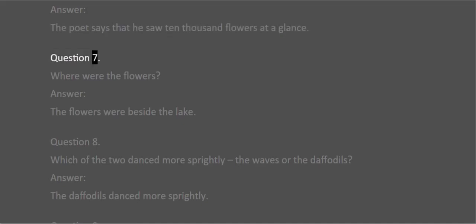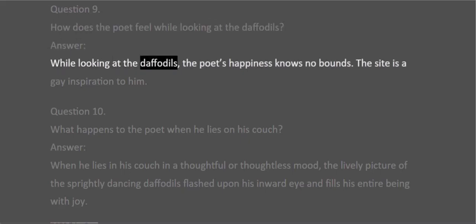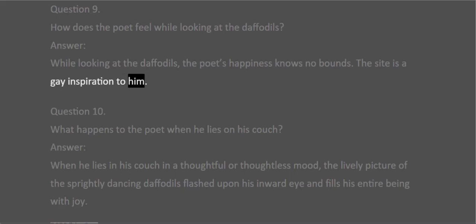Question 7. Where were the flowers? Answer. The flowers were beside the lake. Question 8. Which of the two danced more sprightly, the waves or the daffodils? Answer. The daffodils danced more sprightly. Question 9. How does the poet feel while looking at the daffodils? Answer. While looking at the daffodils, the poet's happiness knows no bounds. The sight is a gay inspiration to him.